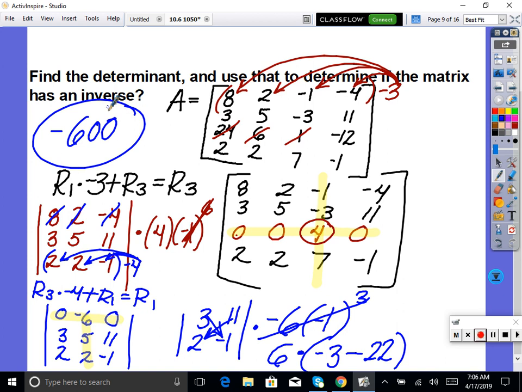So you just can't forget, if you leave the 4 out, to then make sure you go and multiply it in your 4 as well. So is there an inverse? Yes, because the determinant did not equal 0. So basically what we just saw was if you perform row operations, it won't change your determinant.